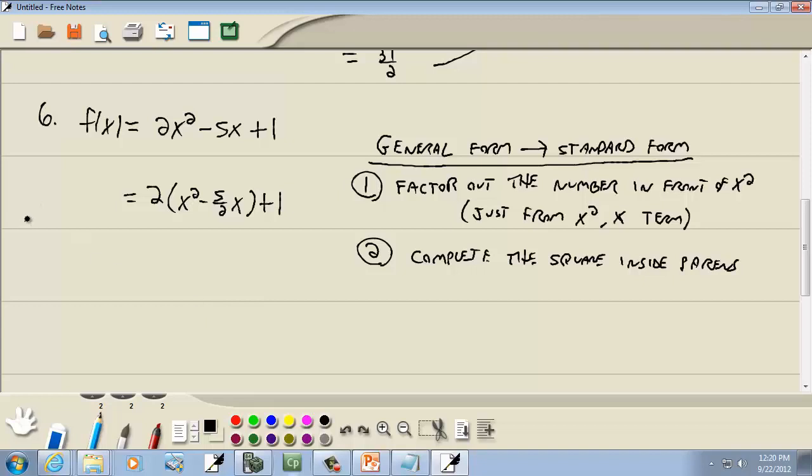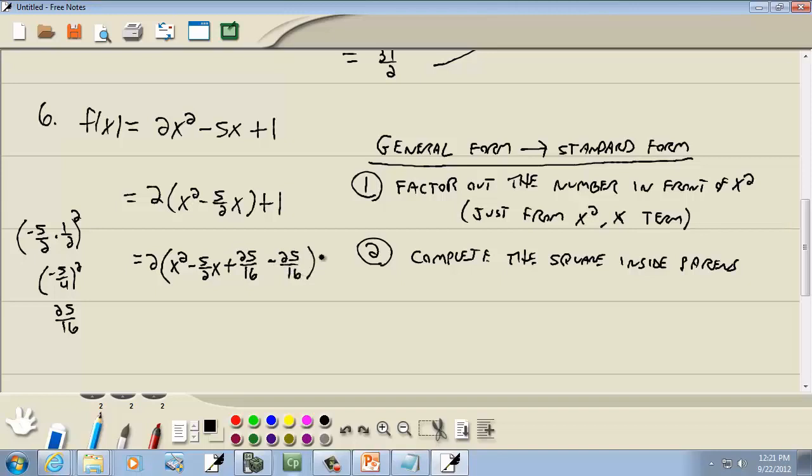Now, if you remember completing a square, we take the number that's before our x, which is negative 5 halves. We multiply it times a half when we square it. It's always times a half. It's always squared. So that gives us negative 5 fourths squared, which gives us 25 sixteenths. Now, in this manner, we're going to do it a little bit different. It's kind of weird. We're going to take our x squared minus 5 halves x, and we're going to add 25 sixteenths. But we're also going to subtract 25 sixteenths.